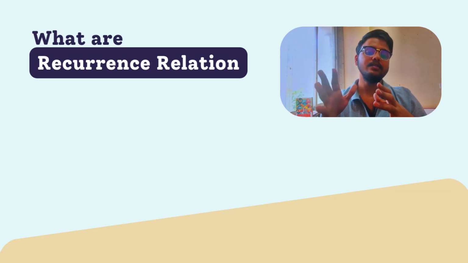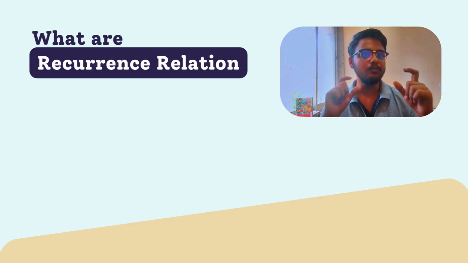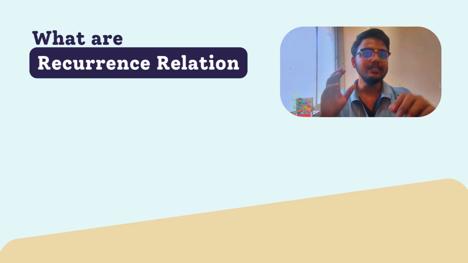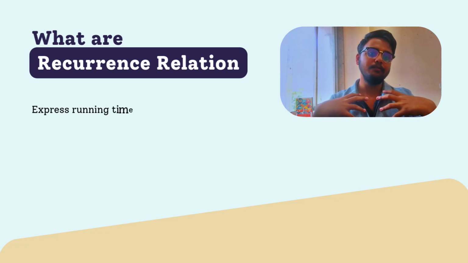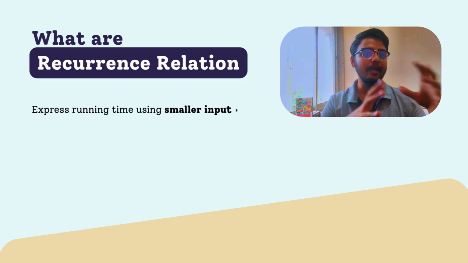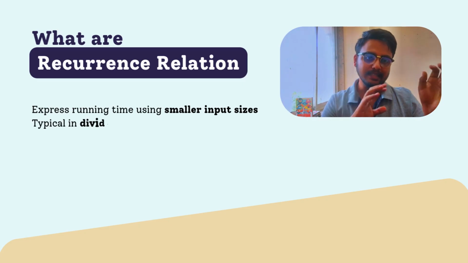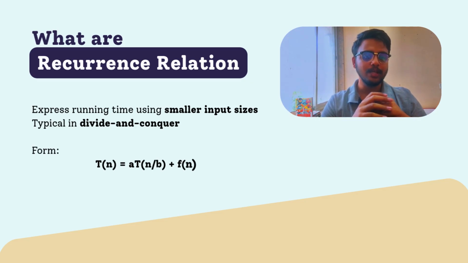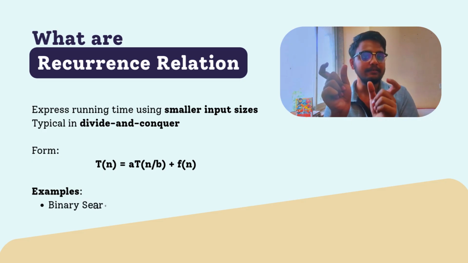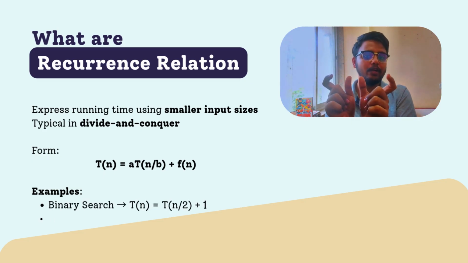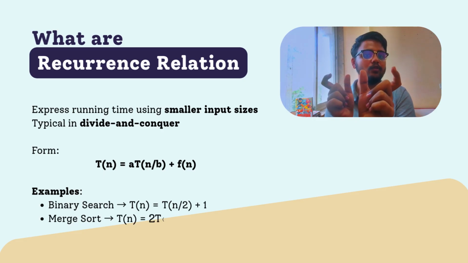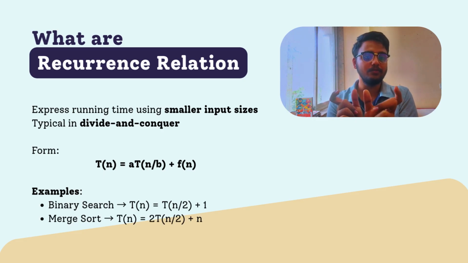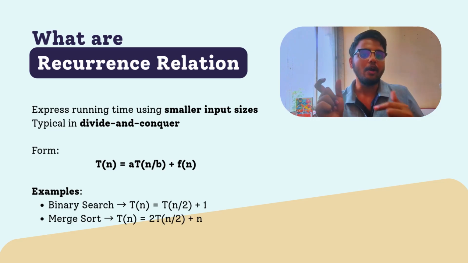A recurrence relation is a way of expressing the running time of an algorithm in terms of its smaller inputs. So in simpler words, I don't know T(n), but I know T(n/2). And this is exactly how divide and conquer algorithms work. So T(n) is divided into two parts of T(n/2), and T(n/2) is again divided into two parts of T(n/4), and going on and on.